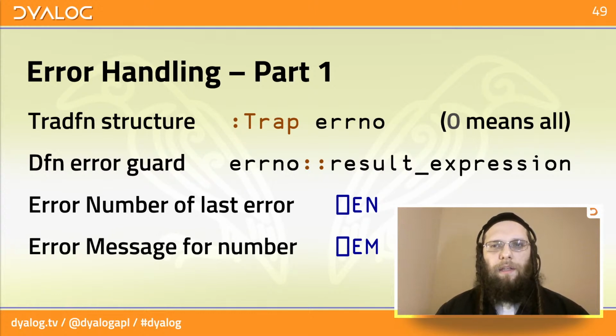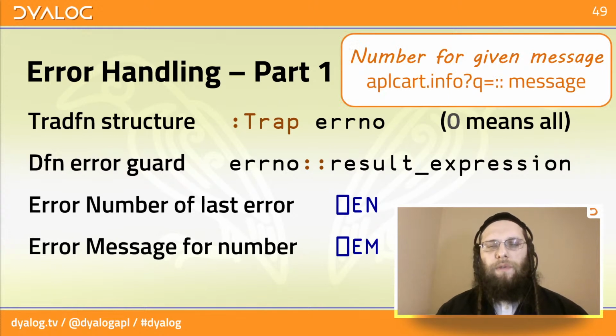And if you know the name of an error you want to catch, but you can't remember the number for it, then I recommend going to aplcart.info. And you can either in the URL put in what you're looking for, or you can use the interface there. And if you just write colon colon and the message that you want, and it doesn't even have to be uppercase, then you should get a result that includes the number.